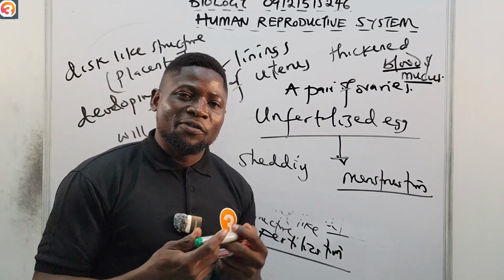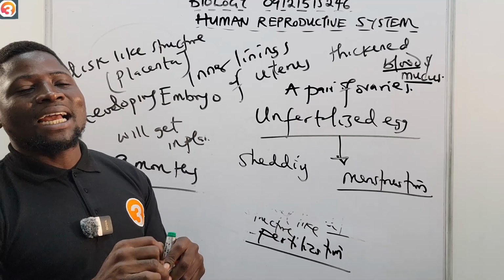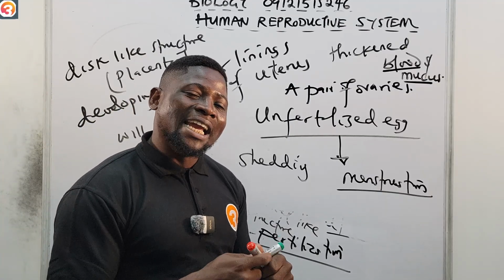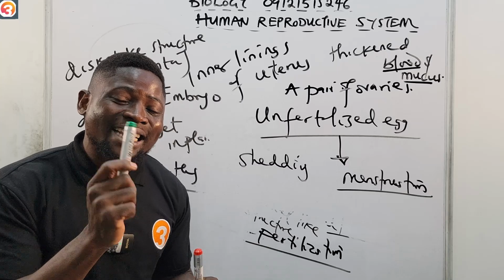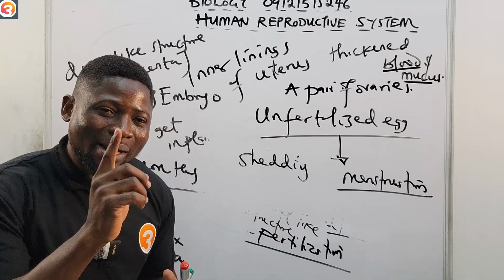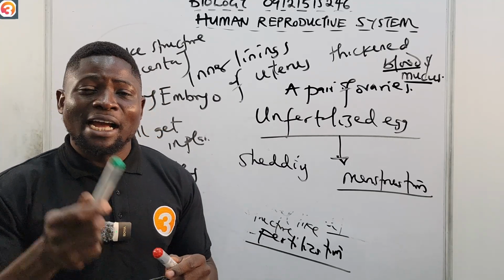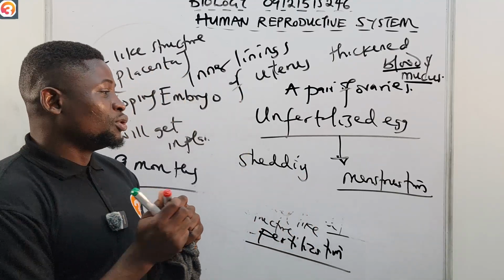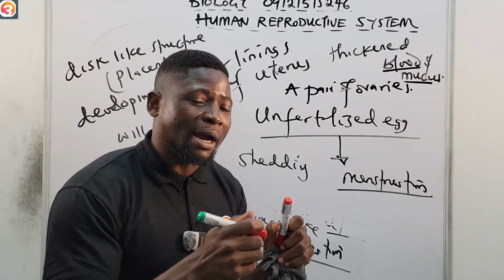So if you miss your period, and you truly miss it for 2 weeks, 3 weeks, you have not seen your period, it is because fertilization has taken place. There is implantation already, and the placenta has started to form. So for that singular reason, you should know that you are pregnant.